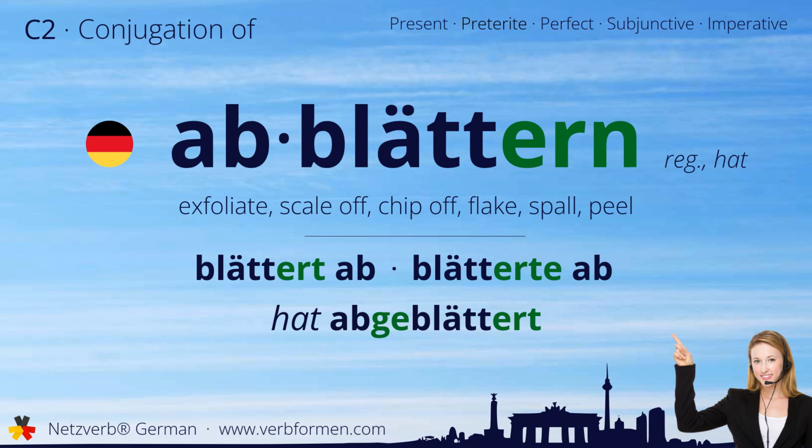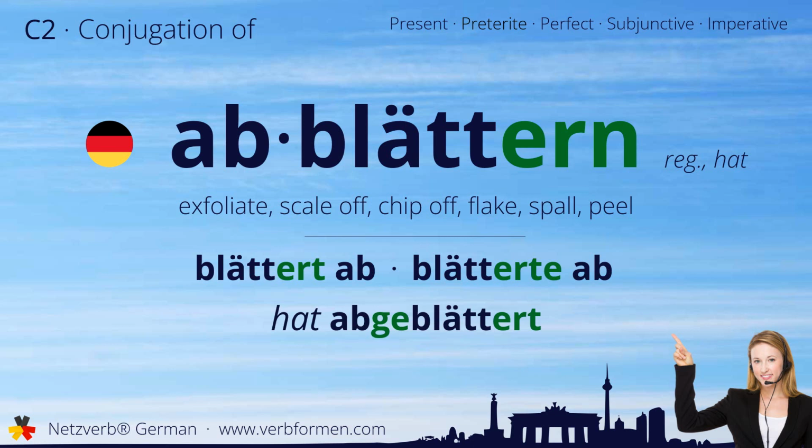Today we're going to learn how to conjugate the German verb abblättern. Watch and listen to the forms carefully. Let's start with the stem forms. Blättert ab, blätterte ab, hat abgeblättert.